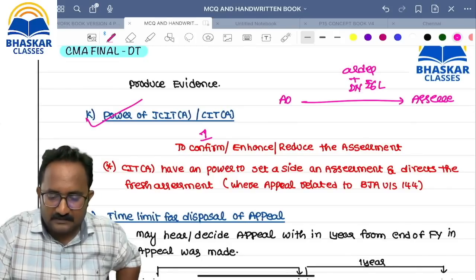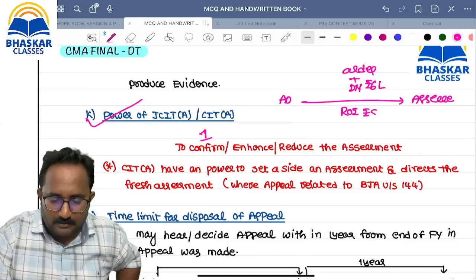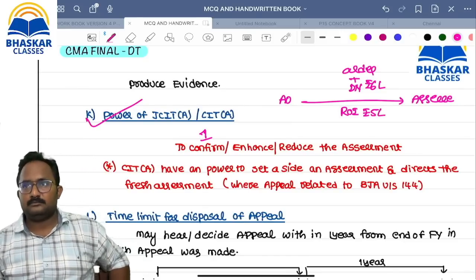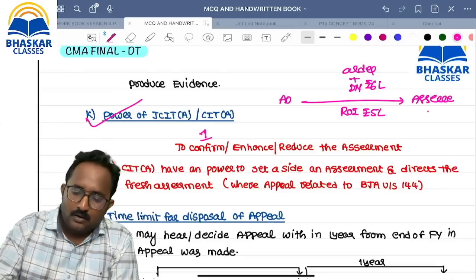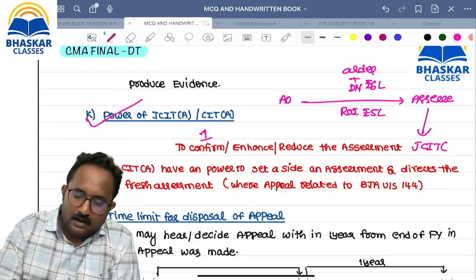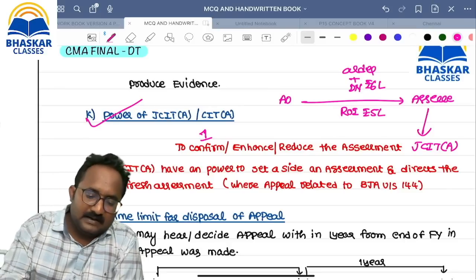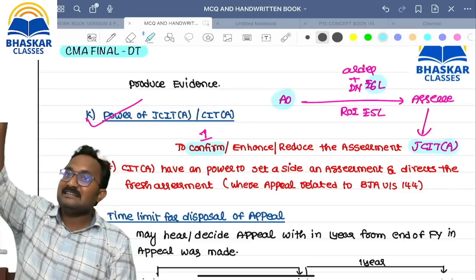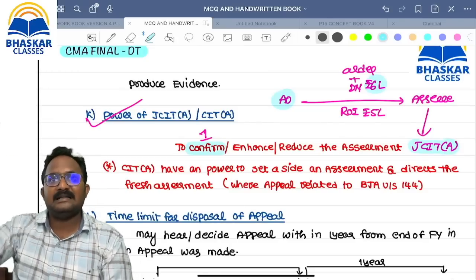What is the demand notice? 6 lakh. Along with the return of income, you paid only how much? 5 lakh. How much extra tax did they demand? Extra 6 lakh. Now I am making an appeal to the JCIT or CIT appeals. Now the JCIT or CIT can pass an order that whatever assessment was done by the assessing officer is correct only. What does confirm mean? That it is correct.